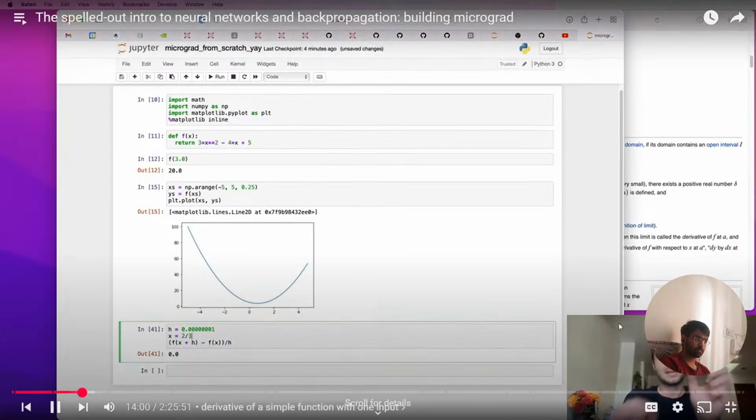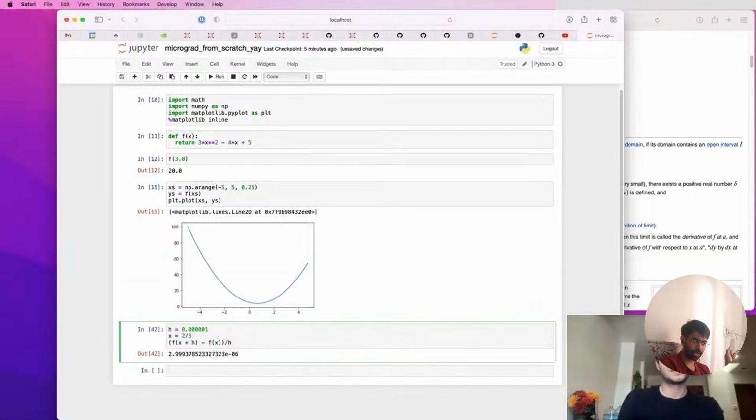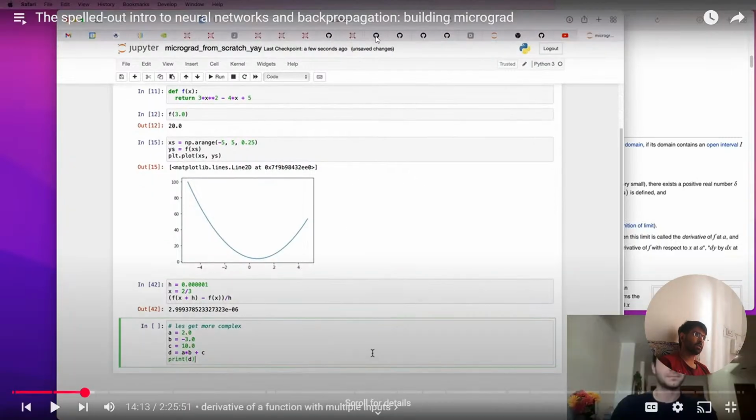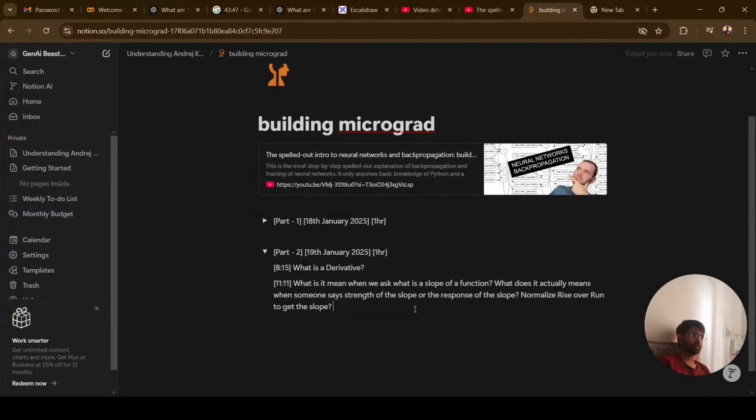So basically, at that precise point, at 0.67, if we nudge in a positive direction, the function doesn't respond. It stays the same almost. And so that's why the slope is 0. Okay, now let's look at a bit more complex case.